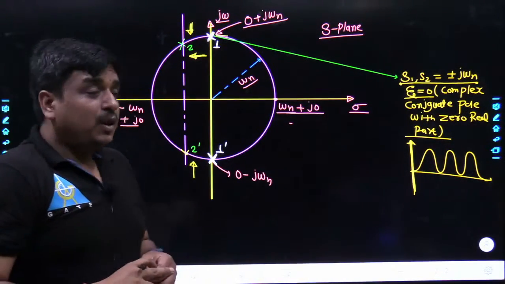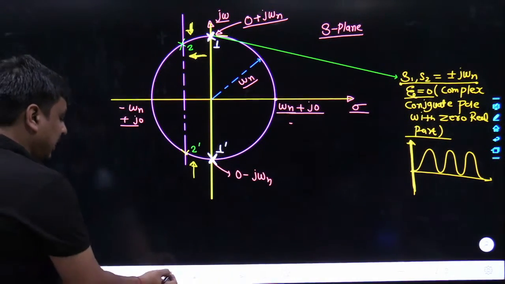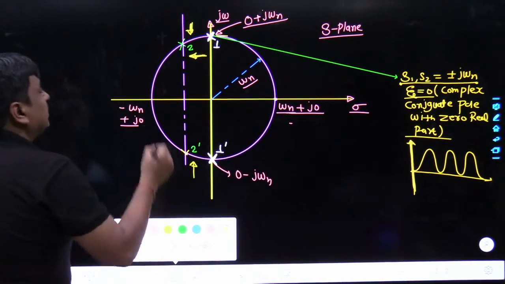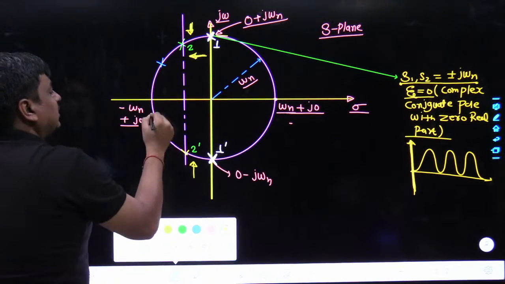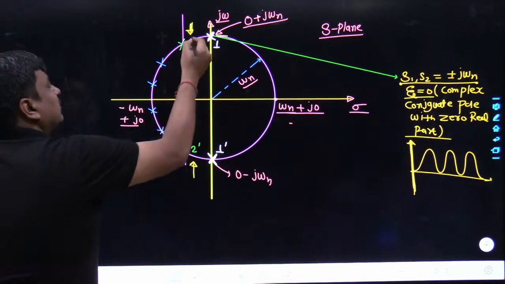Agreed what I am saying? And what is happening over here, as the value of zeta is increasing, what will happen? The poles would start shifting their location. They may come to 3 and 3 dash. They may come to 4 dash. Here the value of zeta is increasing.